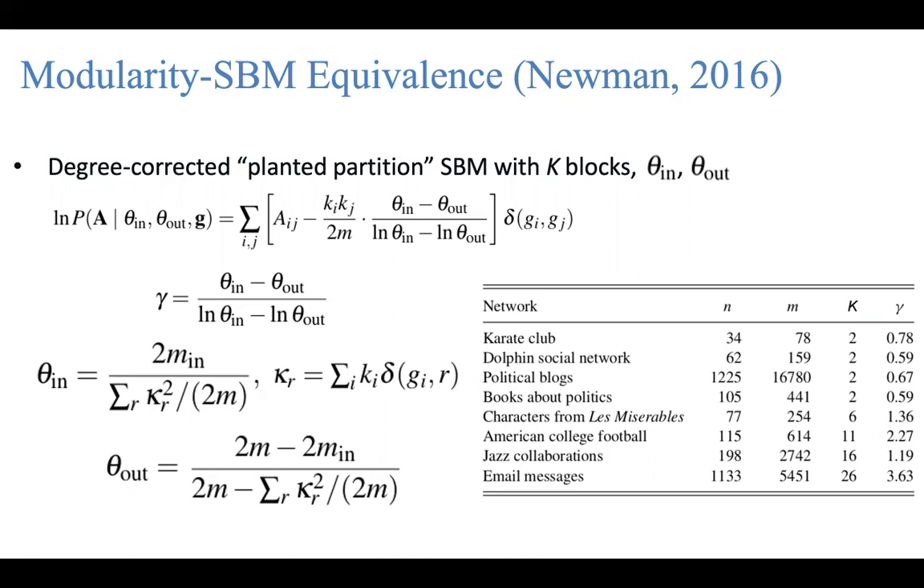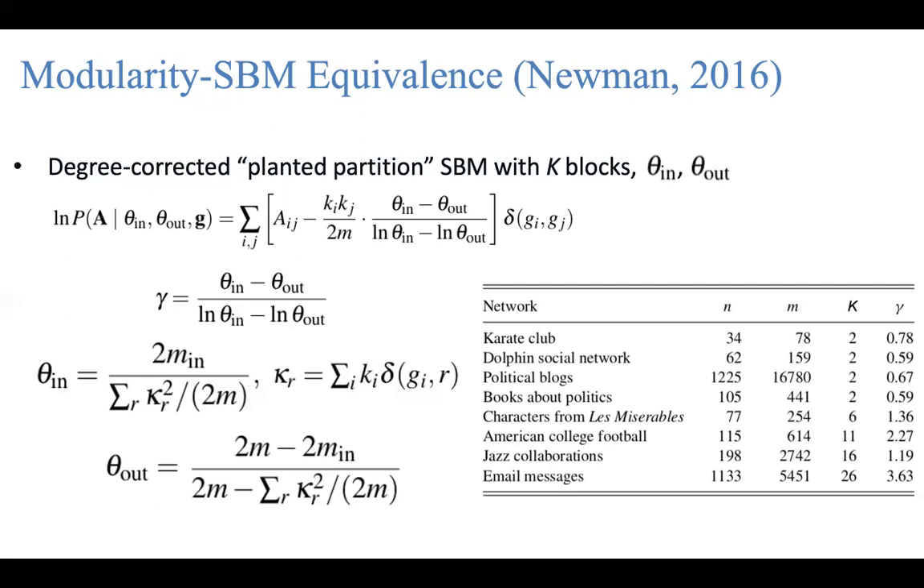And Newman basically proposes an iterative procedure to self-consistently reach a partition that has the theta ins and the theta outs that tell you what gamma that partition should be at. And so you then find whether or not the partition you found at that gamma corresponds to a partition that actually has that gamma.